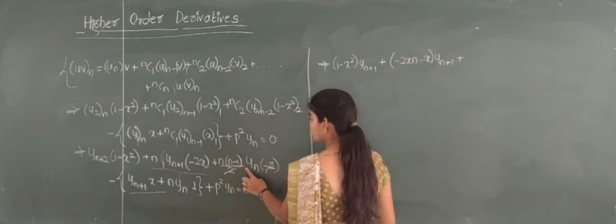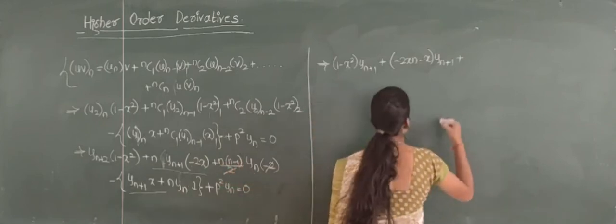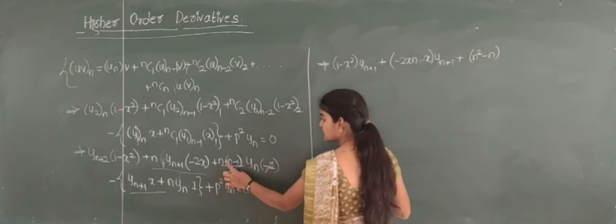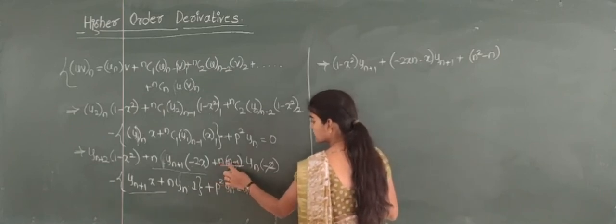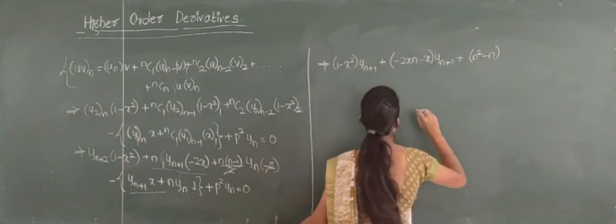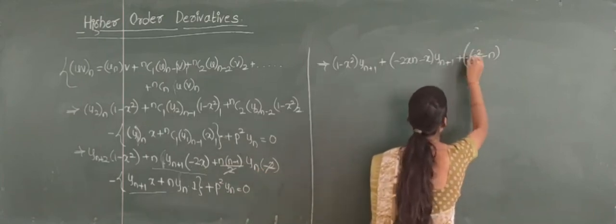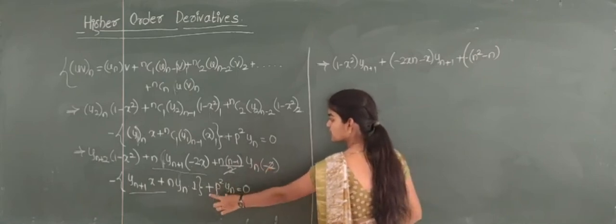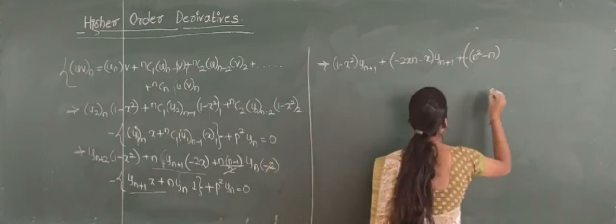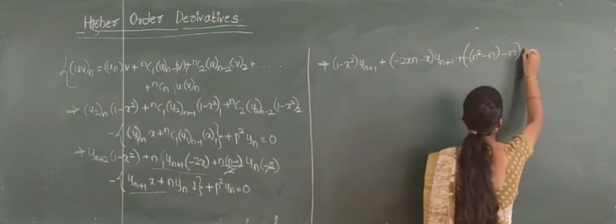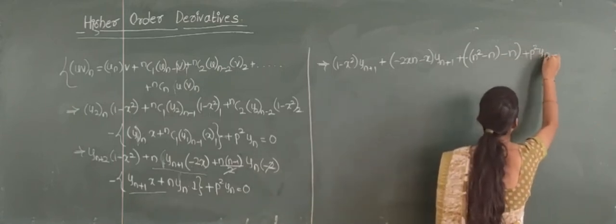With respect to yn, what do we have? n square minus n, that is n into (n-1), which is n square minus n. Yes, this is with respect to here. Yes, it is again minus n, because this minus also we have to include. Then in this term, yn we have got again minus n. So plus p square yn is remaining.